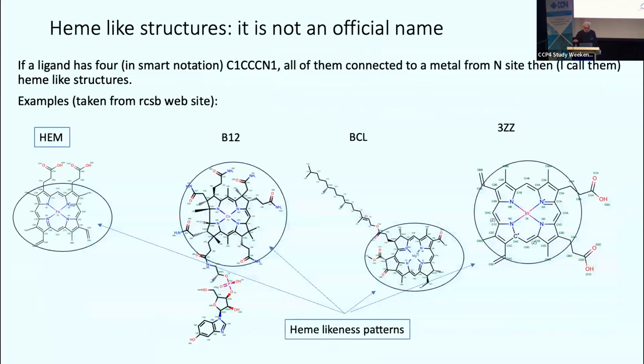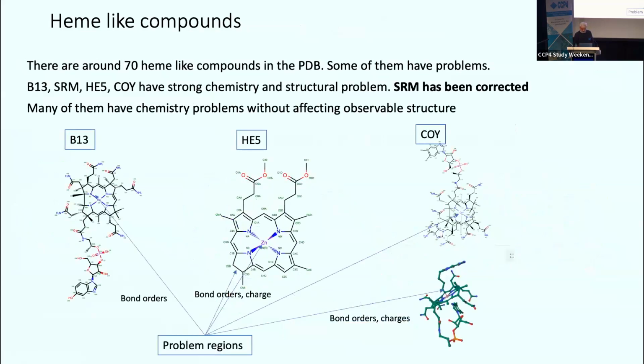So the heme-like structures, and I call them heme-like structures: if a compound has 5-membered rings with one nitrogen, and all nitrogens make contact with a metal, then I call it a heme-like structure. It is not an official name, but for me it was easy to call them like that. So, for example, heme, B12, BCL, all of them are heme-like structures, and the cobalamin, hemes, and chlorophylls belong to this class. If you think in that way, that makes things a bit easier.